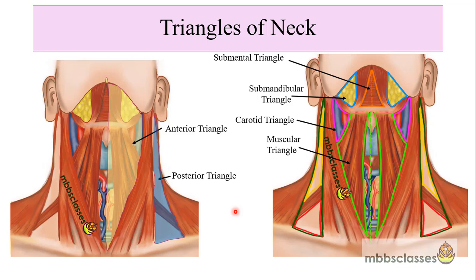As you can see in this picture, this is a front view of the neck showing the different triangles of the neck. This is the sternocleidomastoid and the triangle anterior to it is the anterior triangle. And the anterior triangle again has four subdivisions. Let us just revise it. These are the submental triangle, submandibular triangle, the carotid triangle, and the median one in the front is the muscular triangle. And the triangle which is posterior to the sternocleidomastoid and anterior to the trapezius muscle is the posterior triangle.